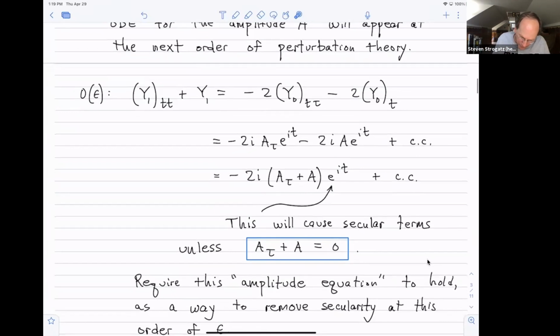So this is called an amplitude equation because, of course, it's an equation that governs the amplitude in this slowly varying amplitude way of thinking about things. And so you'll hear people talk about amplitude equations in perturbation theory all the time. This is our first example of one.